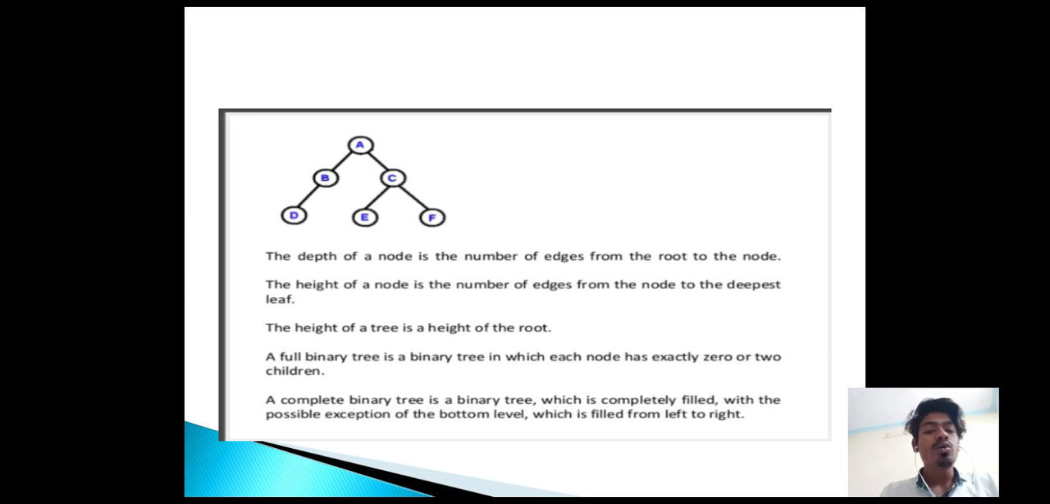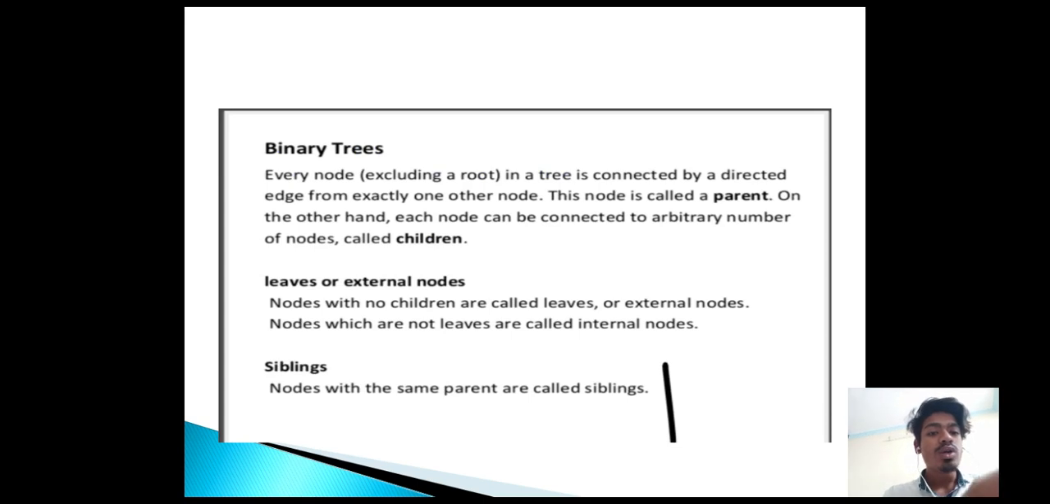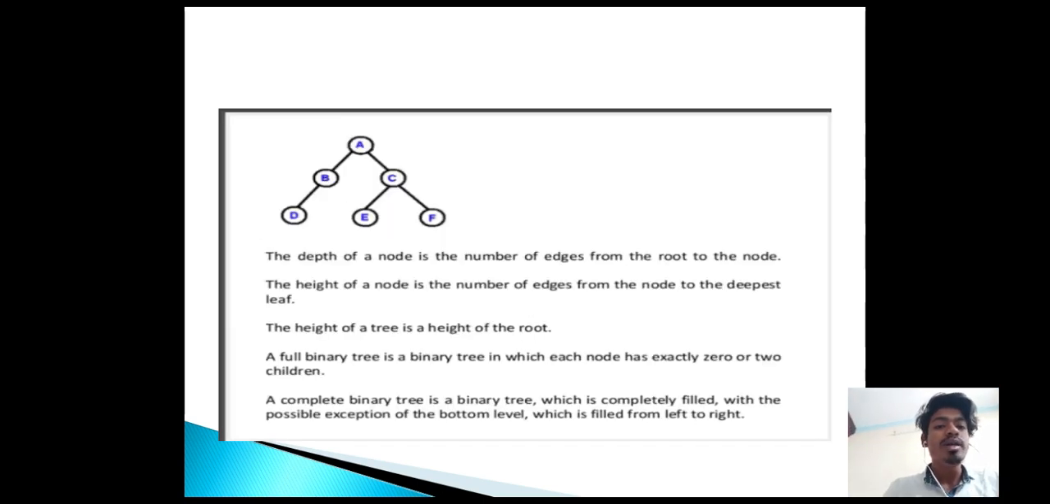A is the root node, and here D is a leaf, since nodes with no children are called leaves. Nodes which are not leaves are called internal nodes. So B and C are internal nodes. So here we'll see this.